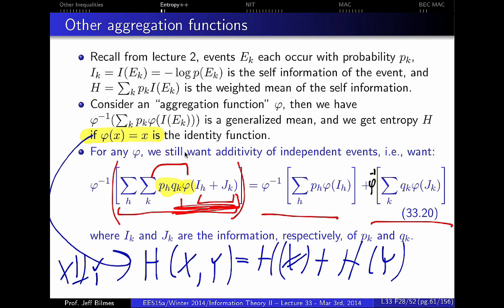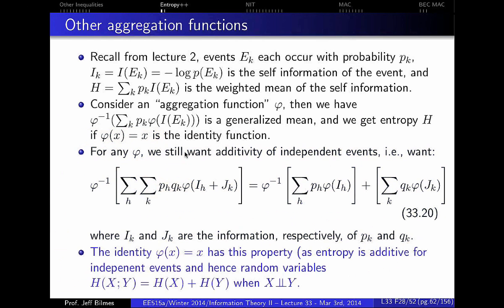But what if we insist upon additivity? We say, okay, well, we're only interested in those phis for which additivity holds. Well, we have got one of them, which is the entropy one, the identity one that gives us the entropy. Are there any others? And it turns out that there is another. There's a family of others.